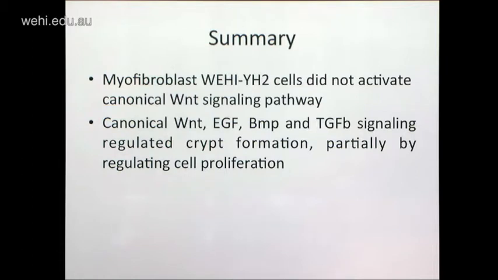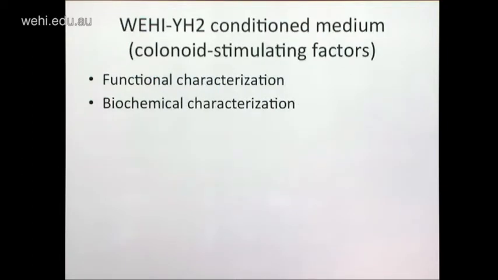So to summarize, myofibroblasts with WEHI2 cells did not activate the canonical Wnt signaling pathway. And canonical Wnt, EGF, BMP, and TGF-beta signaling regulated crypt formation, partially by regulating the cell proliferation. After talking so much about the ligand factor, I'd like to talk about the WEHI2 conditioned medium, which contains unknown colonoid stimulating factors. And we've done functional and biochemical characterization on these factors.